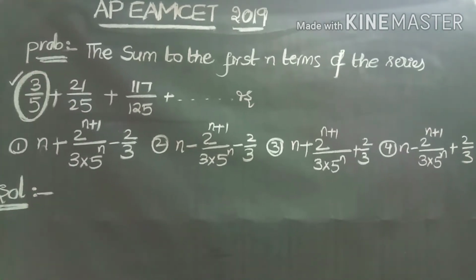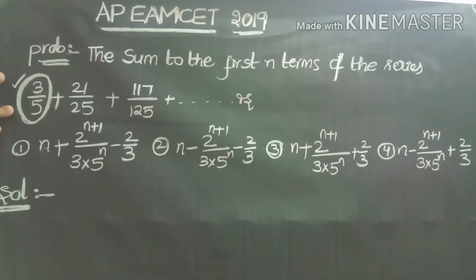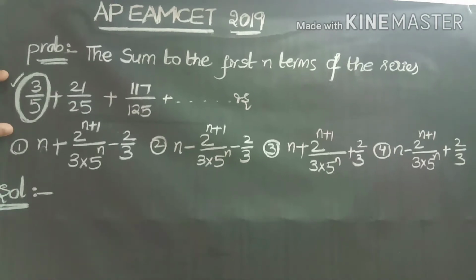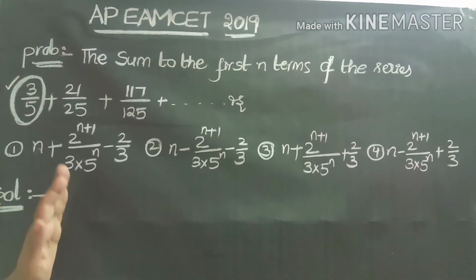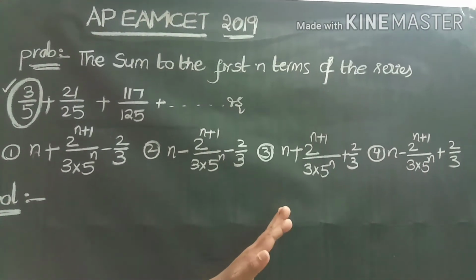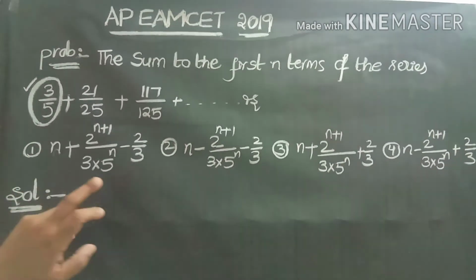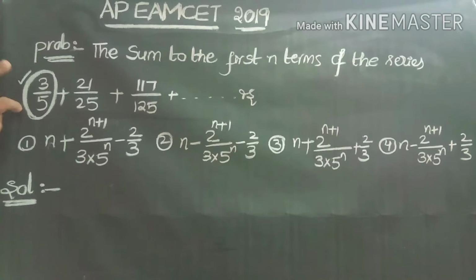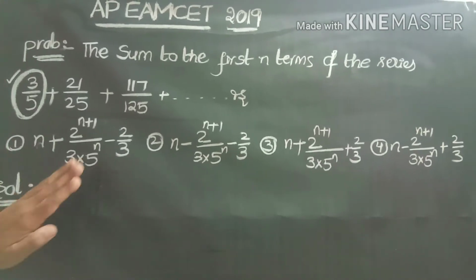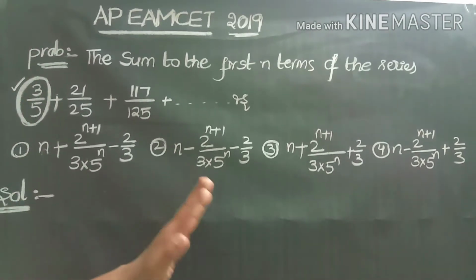This is the answer for n is equal to 1. Now we substitute n is equal to 1 in the given options one by one and check whether it returns the value 3 by 5. We check at which option we get the answer 3 by 5, and we take that as the final answer.